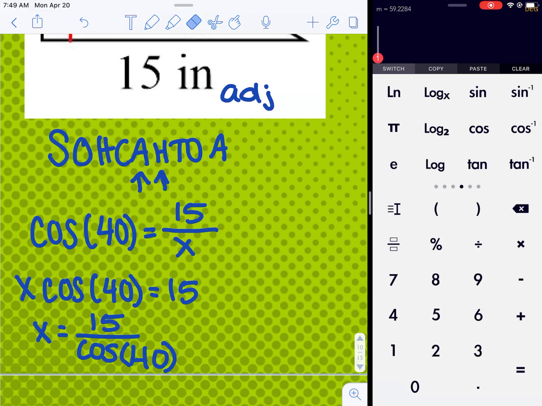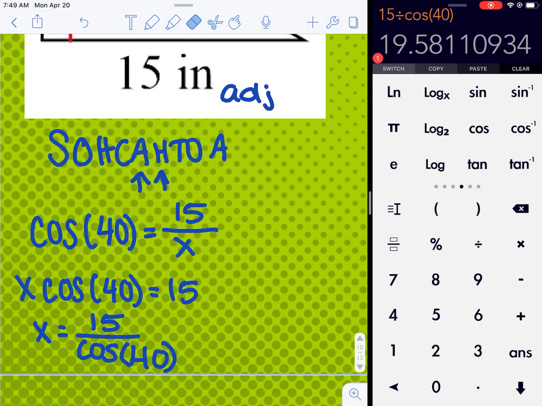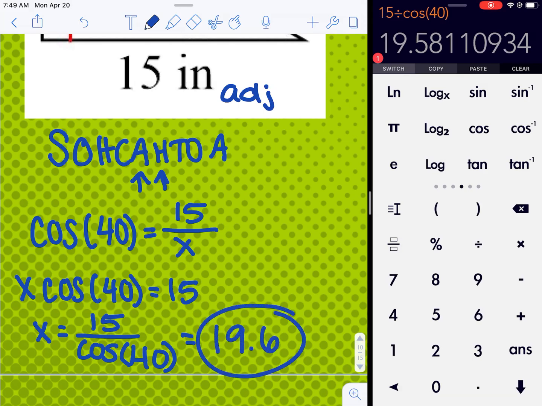If you do it all in your head and all on your calculator, I can't help you because I can't see inside of your head yet. I am working on it. I'm going to type in 15 divided by the cosine of 40. And I get x must be 19.6.